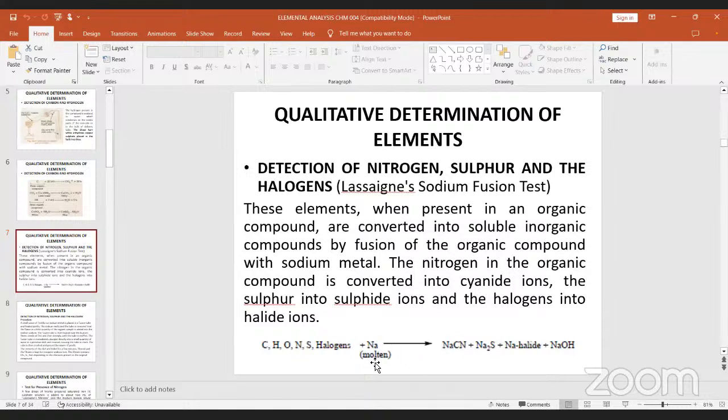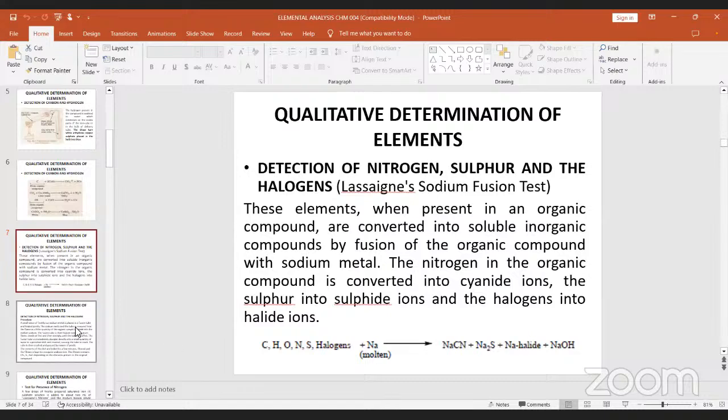You take your sodium, molten sodium, fuse it with the sample. So all those elements that you have in the sample, apart from the carbon and hydrogen, which you have determined using the oxidation test, those other elements will now be converted into these: the nitrogen into its cyanide form, okay, the sulfur, the halide, and so on.